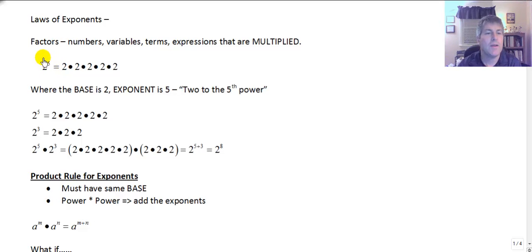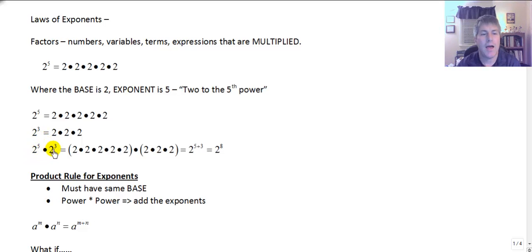For example, if we have something like 2 raised to the 5th power, where our base here is 2 and our exponent is 5, and we'll call that 2 to the 5th power, that is the factor 2 multiplied 5 times in a row. So 2 to the 5th is 2 times 2 times 2 times 2 times 2. Okay? While 2 cubed would be 2 times 2 times 2, or 2 to the 3rd power.